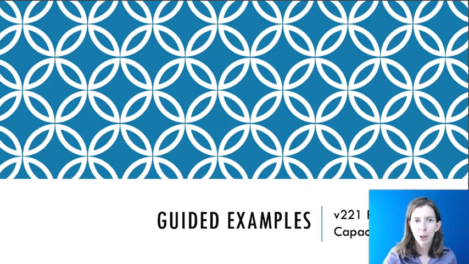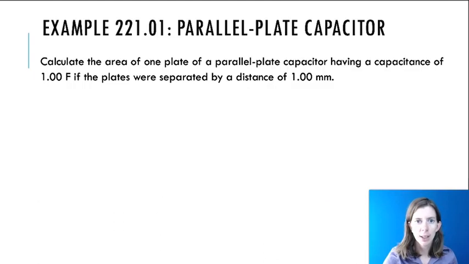In this video, I'm going to go over the guided example from video 221 on parallel plate capacitors. It's going to be a quick video just using the equation that we just learned in the video. Let's look at the problem. Calculate the area of one plate of a parallel plate capacitor having a capacitance of 1 farad if the plates were separated by a distance of 1 millimeter.